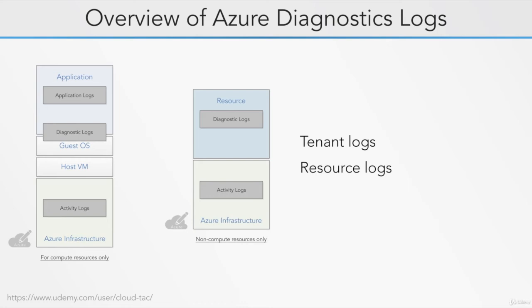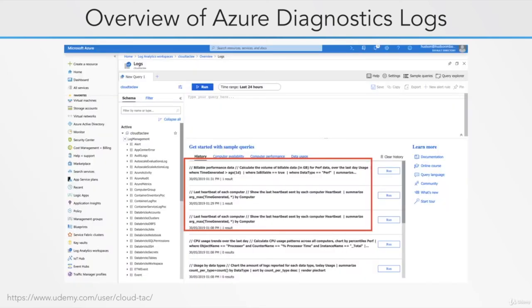Tenant logs come from tenant-level services that exist outside of an Azure subscription, such as Azure Active Directory. Resource logs come from Azure services that deploy resources within an Azure subscription, such as network security groups or storage accounts. Logs are events that occurred within the system.